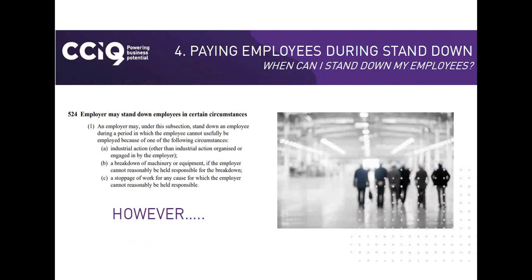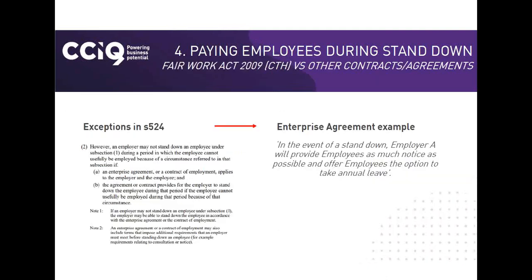So here we can see in section 524 of the Act, employers do have the ability to stand down employees in certain circumstances. So under the Act, they've outlined industrial action other than that engaged in by the employer, breakdown of machinery, and a stoppage of work. Keywords there are for which the employer cannot reasonably be held responsible.